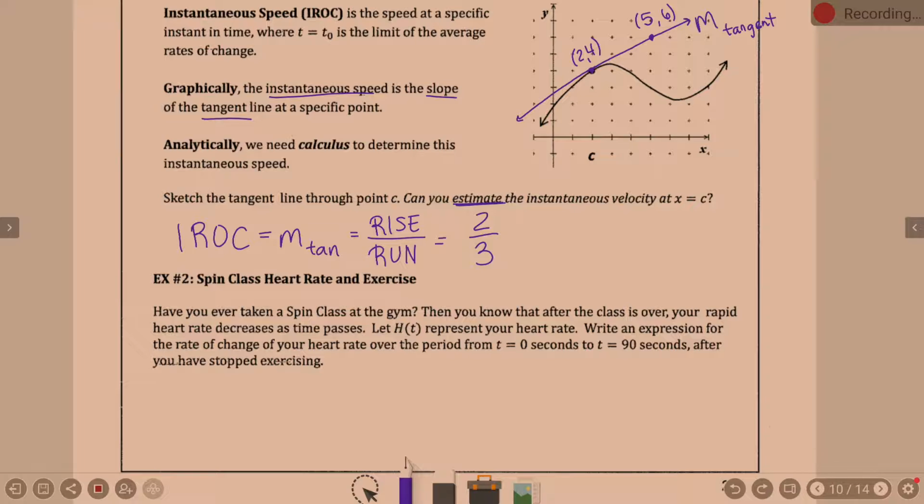Something over something. Okay, there's the start. Something over something. I agree. 90 minus 0 is at the bottom. Okay, I can agree there. 90 minus 0 is at the bottom because on the bottom is going to be our change in time, if you will. Yes? And our change in time is 90 seconds to 0 seconds.